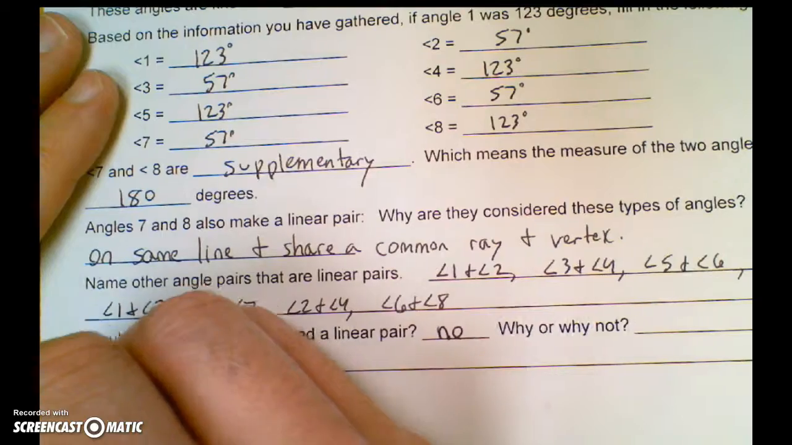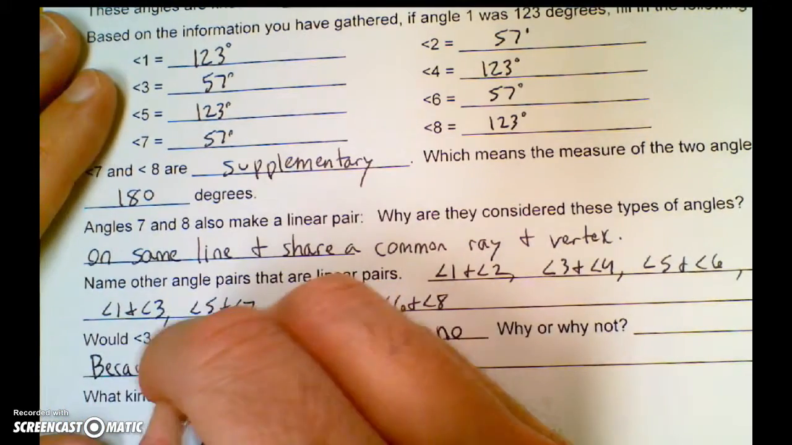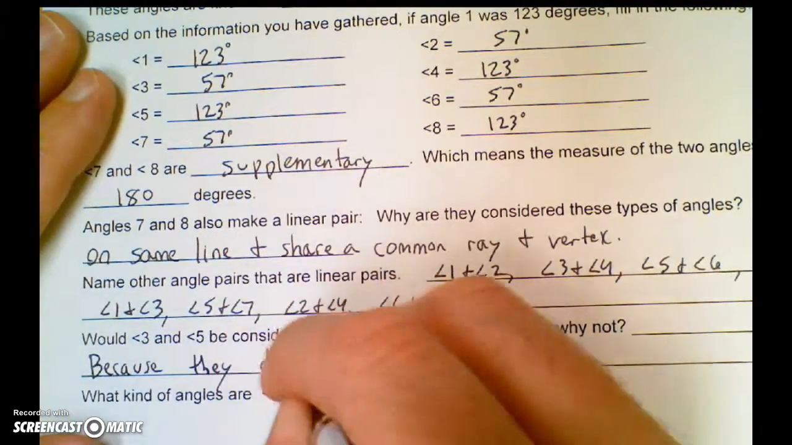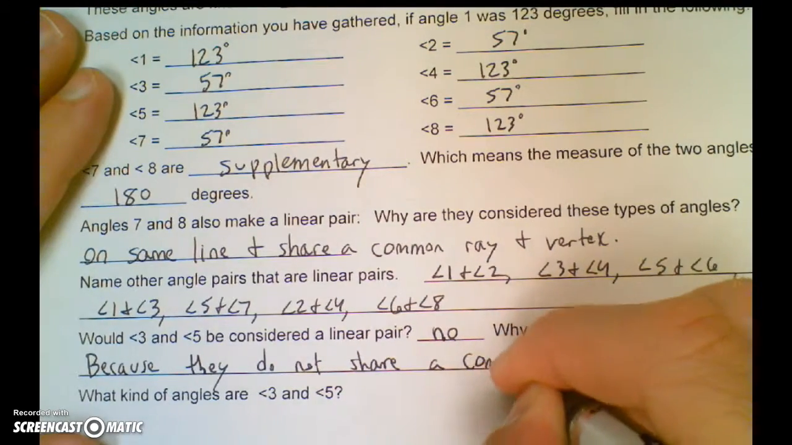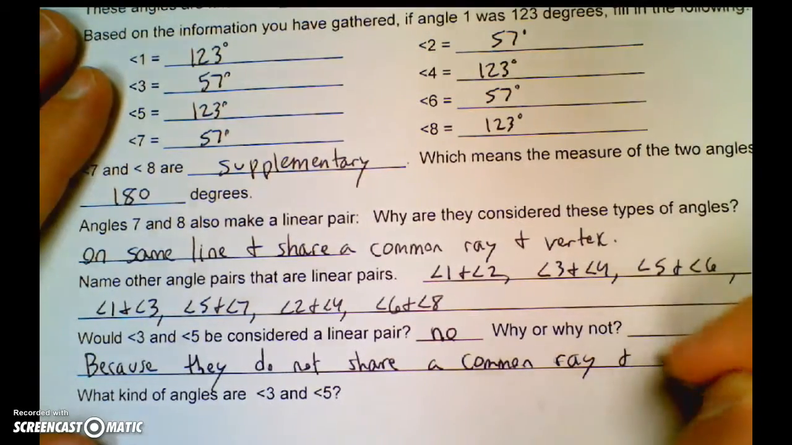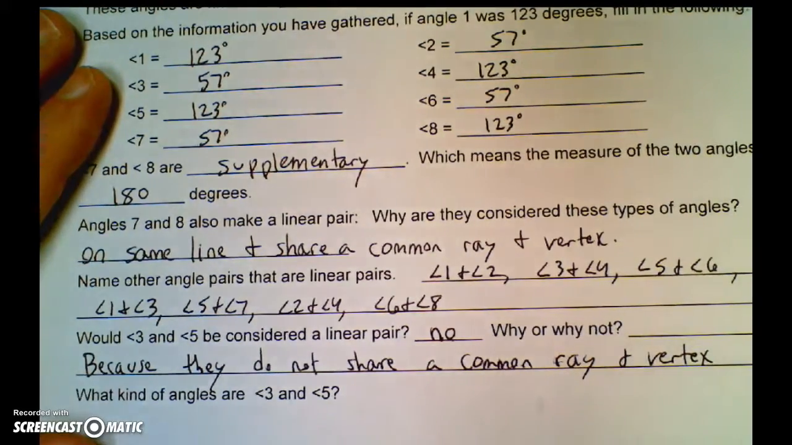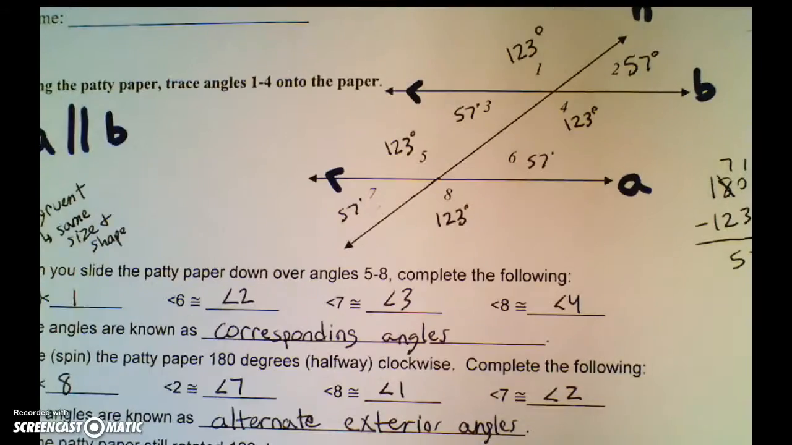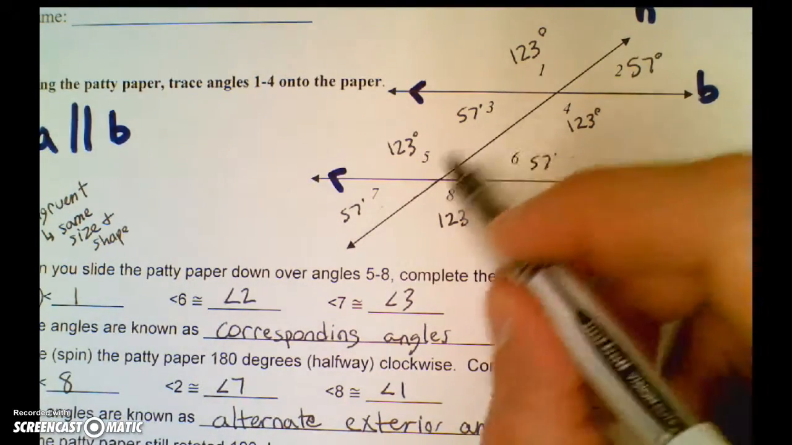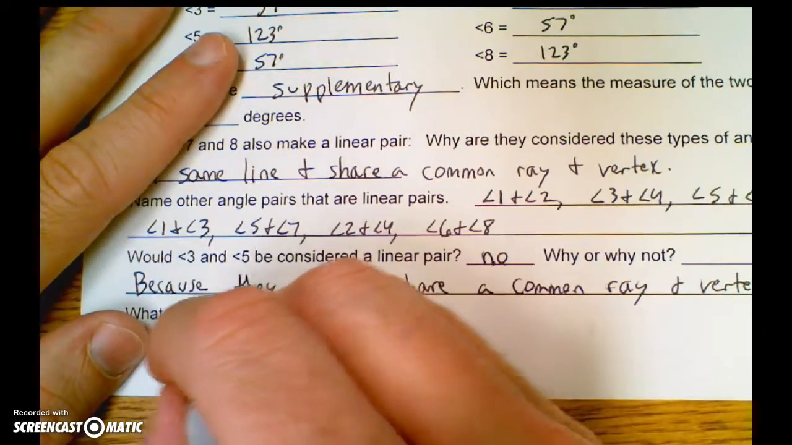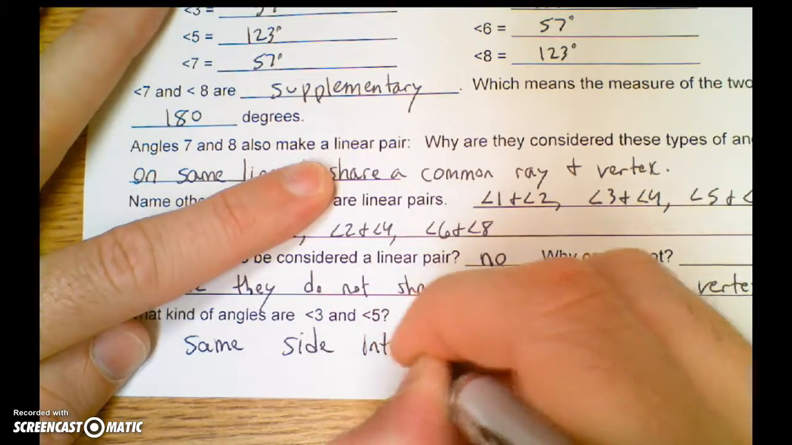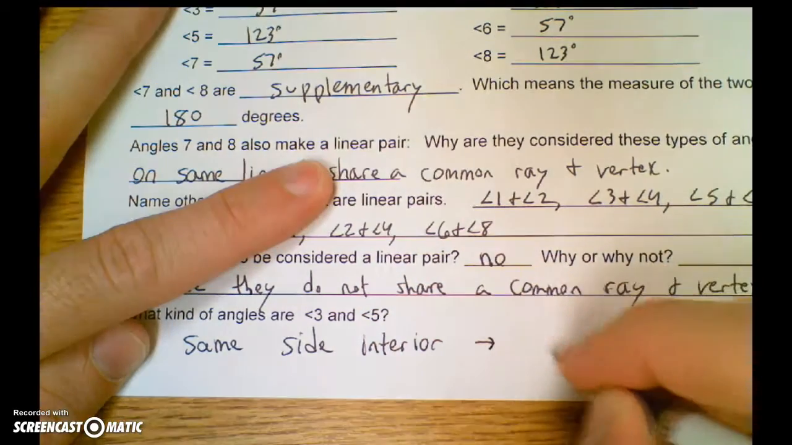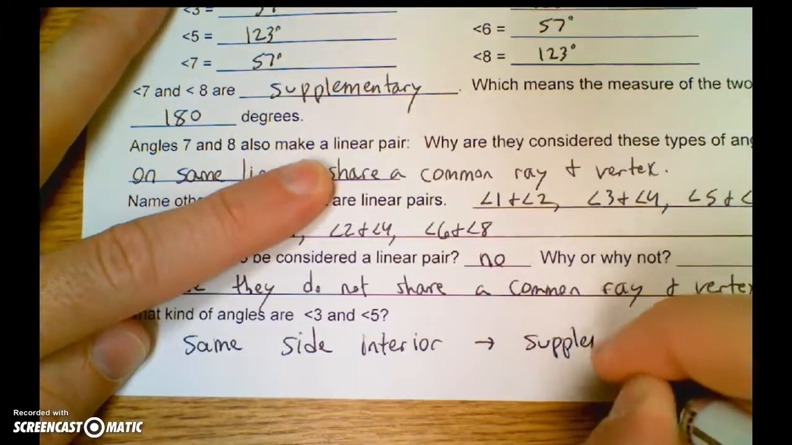because they do not share a common ray and vertex. And actually we know what kind of angles these are. These angles are on the same side on the interior. So they're same side interior. And the relationship we can see between same side interior is that they are supplementary.